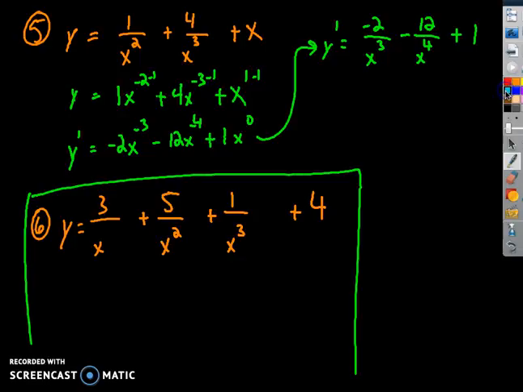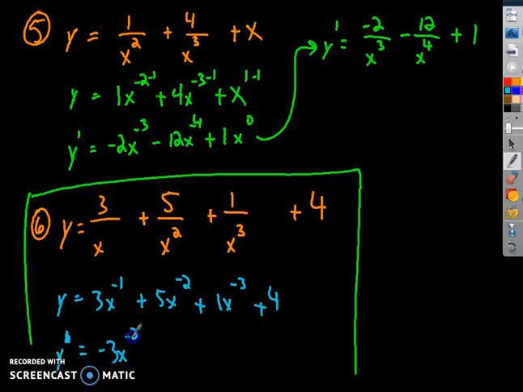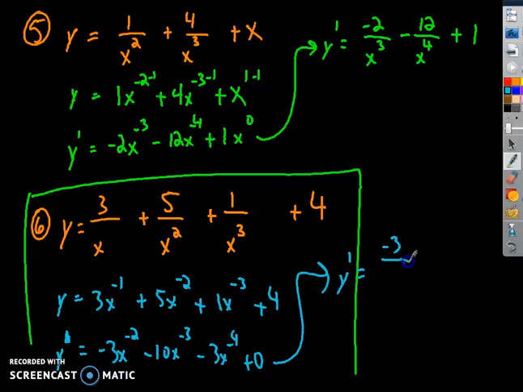Not much to that. So if you think you got it now, you can pause and try the last one. I'm going to show the answer though, if you haven't paused it. So this should be 3x to the negative 1 plus 5x to the negative 2 plus 1x to the negative 3 plus 4. The first derivative of it should be negative 3x to the negative 2, subtract 10x to the negative 3, subtract 3x to the negative 4, plus 0. Or, as fractions, y prime would be negative 3 over x squared, subtract 10 over x to the, oh sorry, x to the positive 3 now. We move it to the bottom. Subtract 3 over x to the 4th, and that's it.